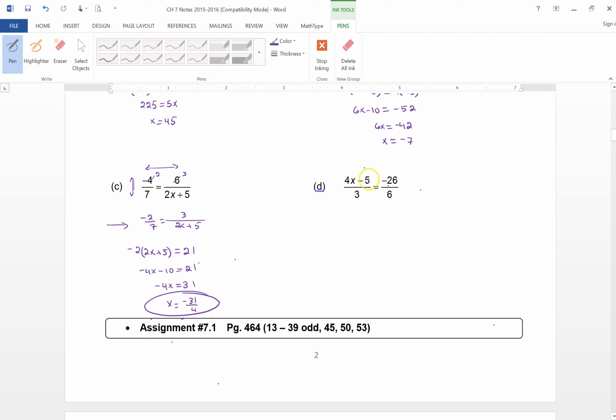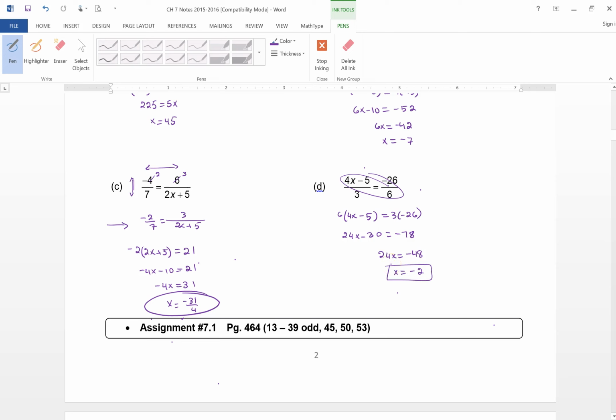All right, so here, let's cross multiply. 6 times 4x minus 5 equals 3 times negative 26. You can, but I'm skipping that step this time. 24x minus 30 is negative 78. 24x equals negative 48, so x is equal to negative 2.